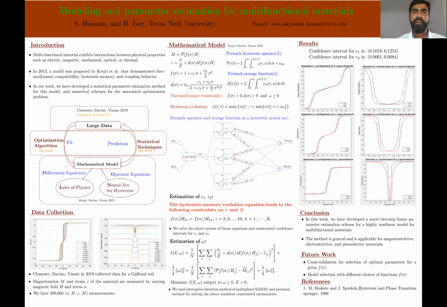In 2019, Clemente, Davino, and Visone collected the data by measuring a Galfenol rod, and they measured magnetization M and strain epsilon for different values of magnetic field H and stress sigma. So we have 200K of sigma, H, epsilon, and M measurements.